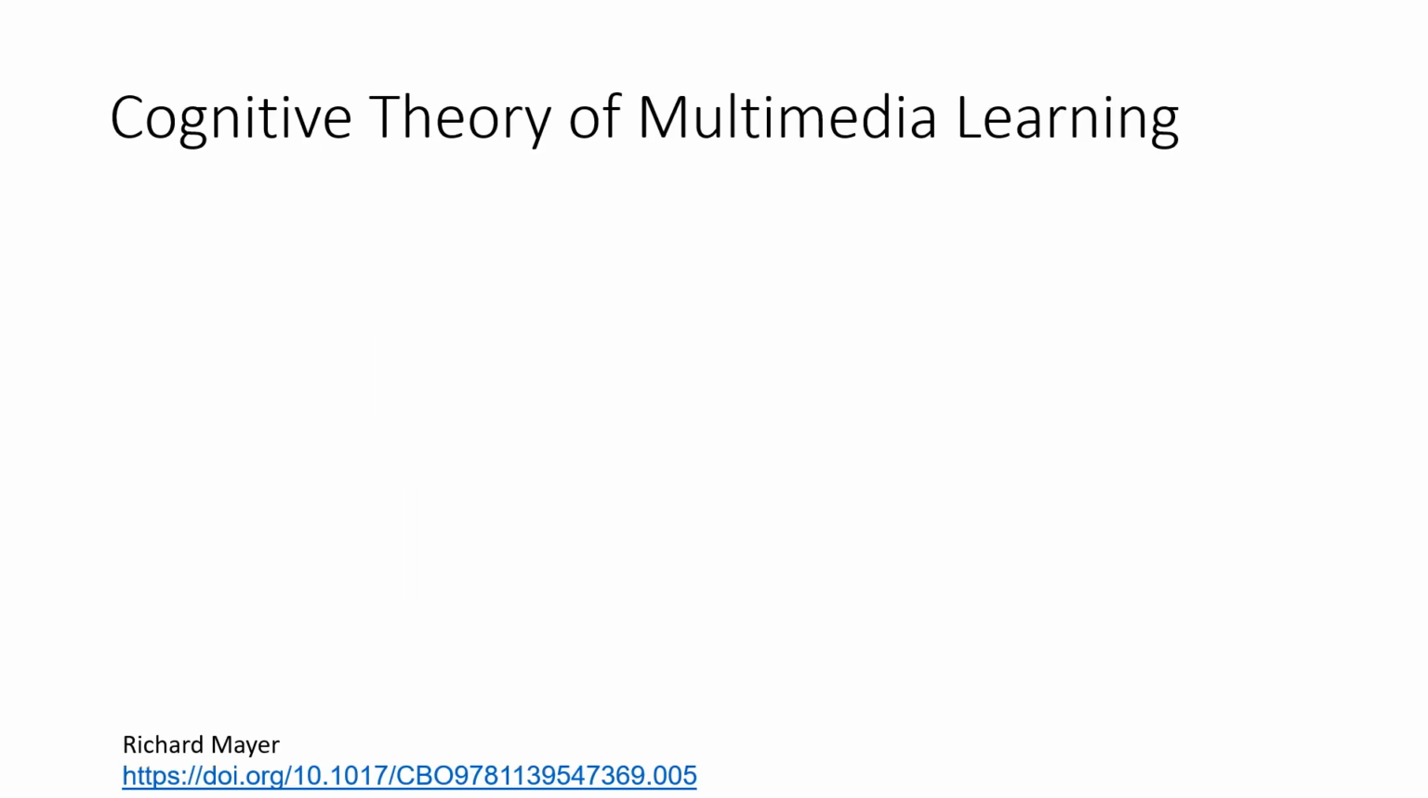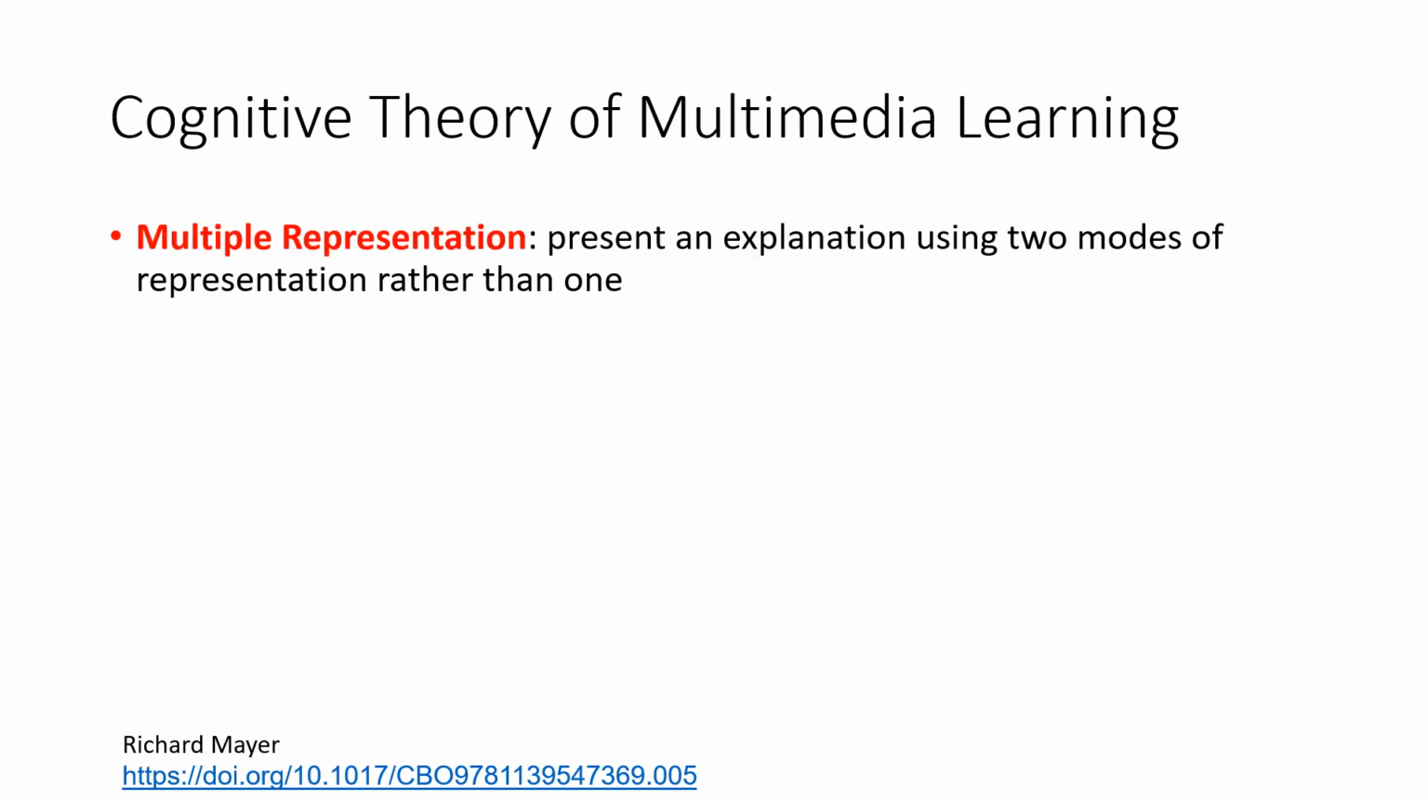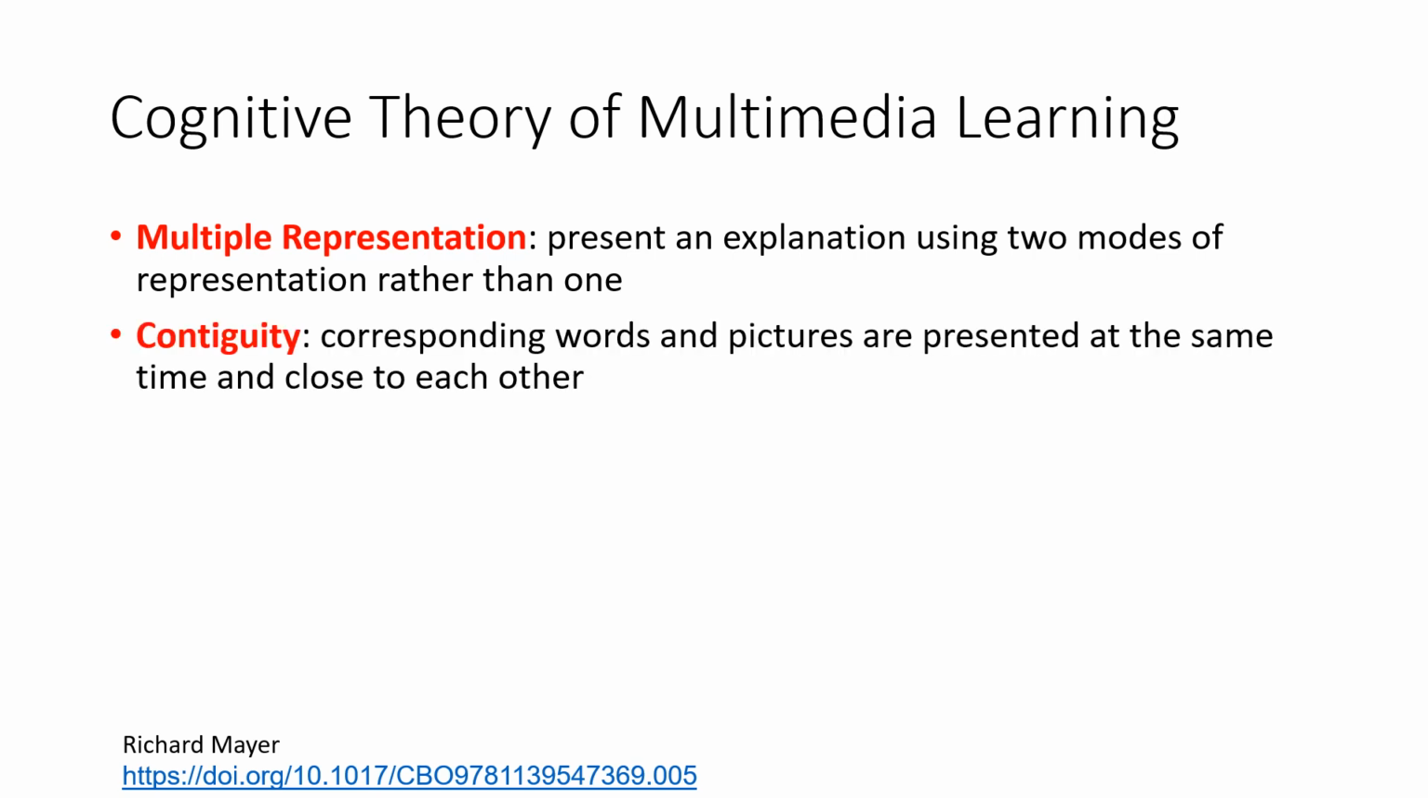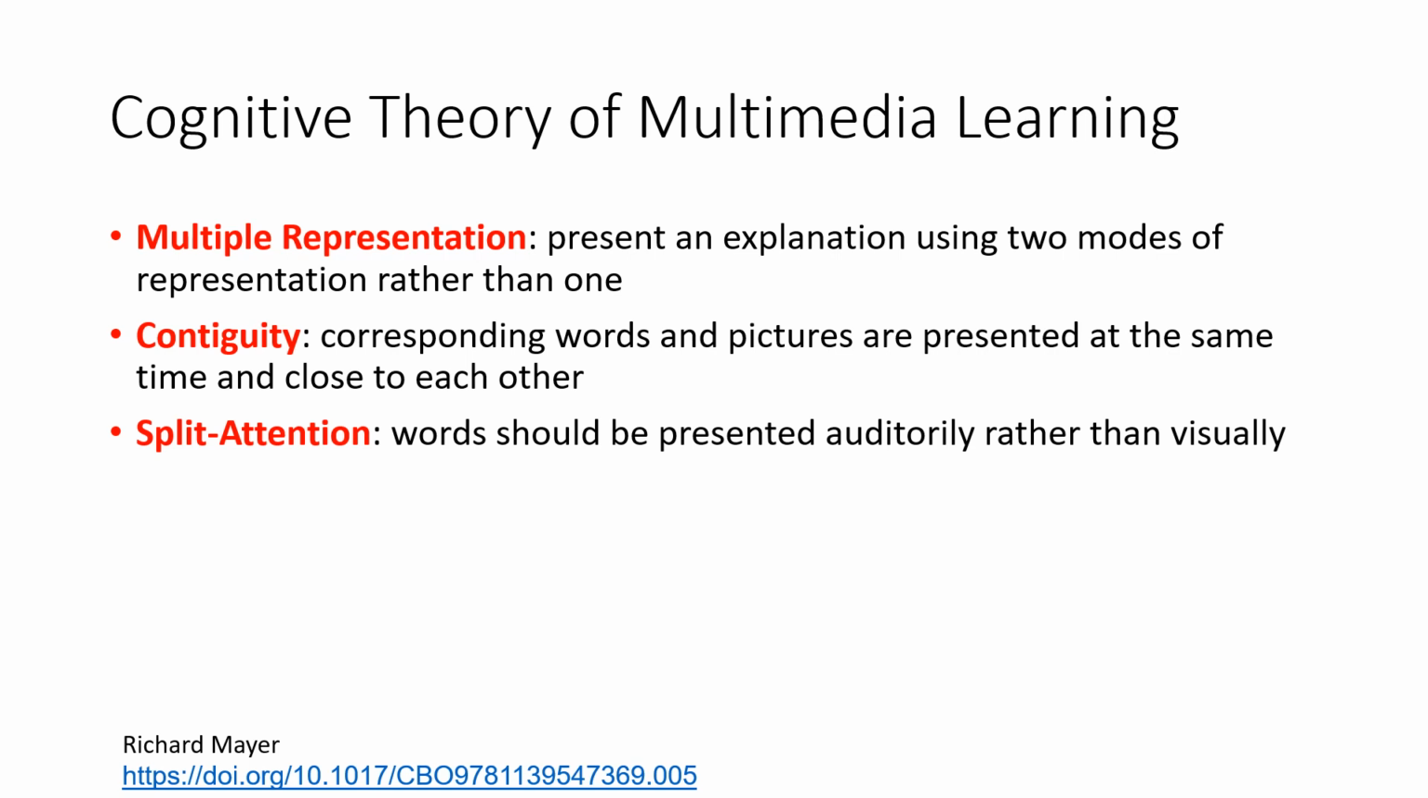So Richard Mayer presented the cognitive theory of multimedia learning, and he combined some of the concepts that we have already looked at, the cognitive load and the dual coding theory, and helped put together a theory that helped educators know best how to teach using technology and multimedia. So there are 5 key parts of this theory, or 5 key principles, and we are going to look at just 3 of them. So the first principle is multiple representation, second is contiguity, and the third is split attention. And we'll look at these 3 in the subsequent slides.